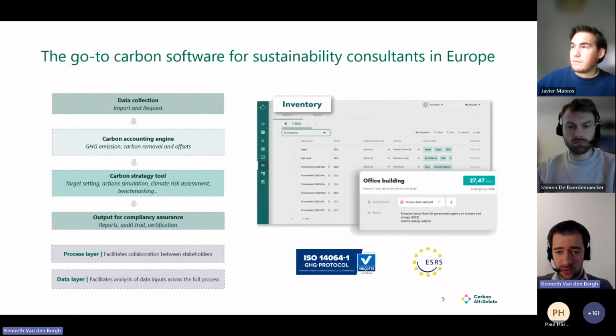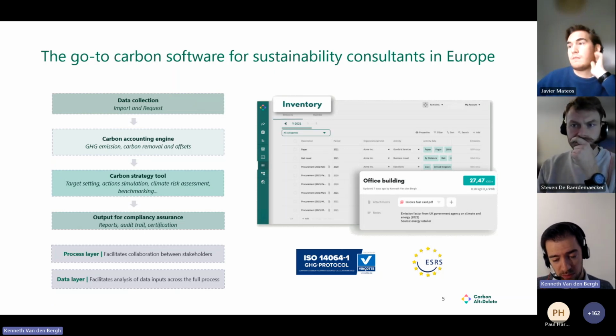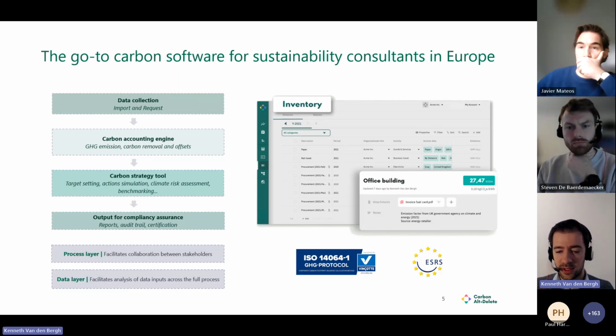Our platform itself, we focus on the full process from doing a corporate carbon footprint, going from data collection down to compliant reporting. Our platform is also verified, so we help consultants in every step of the process. So that's one word on what we do. If you still have questions on that, feel free to reach out.